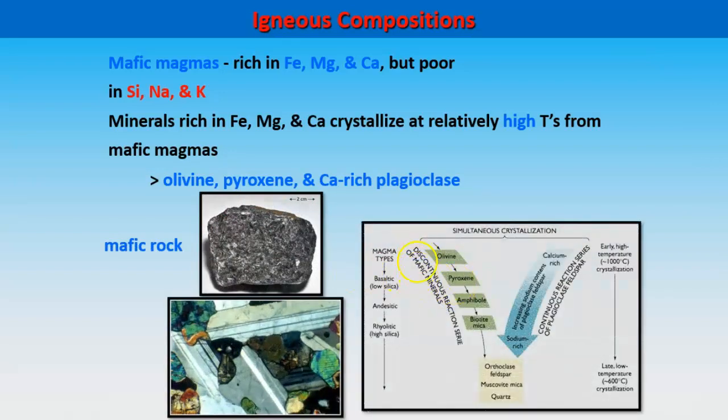Here's that Bowen's reaction series, just a slightly different version of it. What we're arguing for a rock that we're going to call mafic is that it contains a lot of these minerals that are high in iron and magnesium. This is why it's dark in color. It tells us something about where it originated.